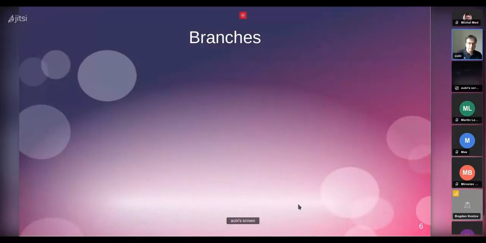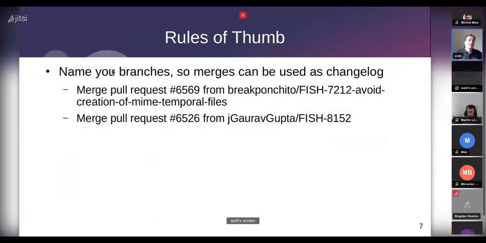Well, branches. The same as what's valid for the commits and pull requests. Please name your branches so it makes some sense, because the pull request creates a merge which has a name. So if you compare these two commits, this says that Alfonso committed merge this branch: avoid creation of mime temporal files. Wonderful, I have very good idea what was going on. The other one, actually it's recent, Garaf recently merged this, and frankly, I have no clue what's going on.